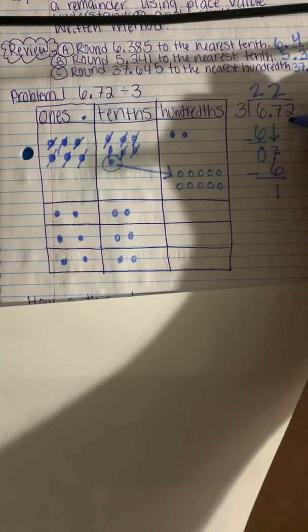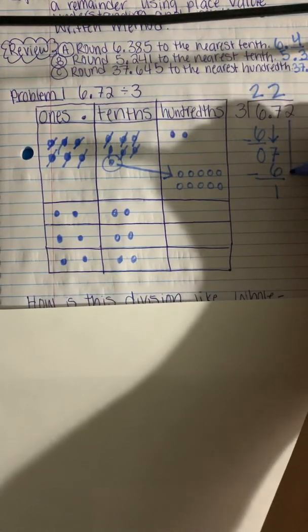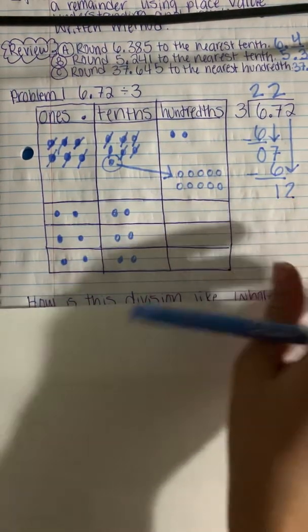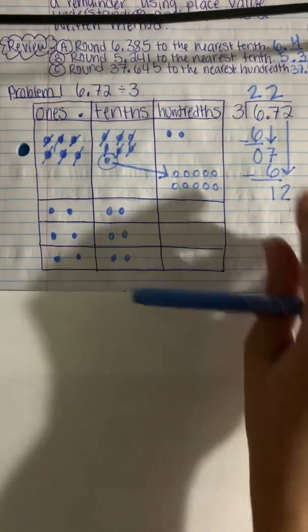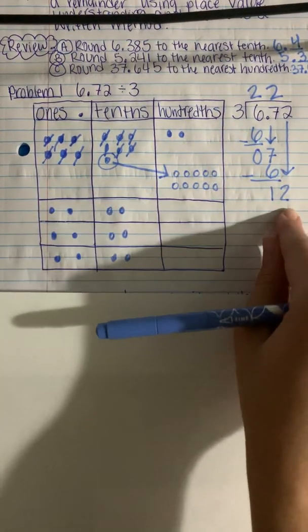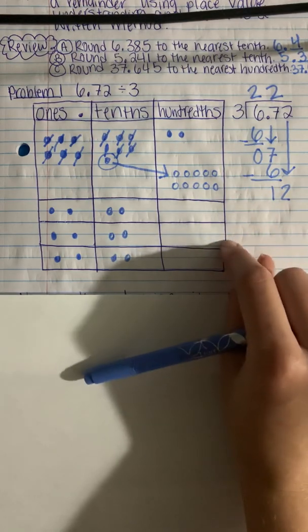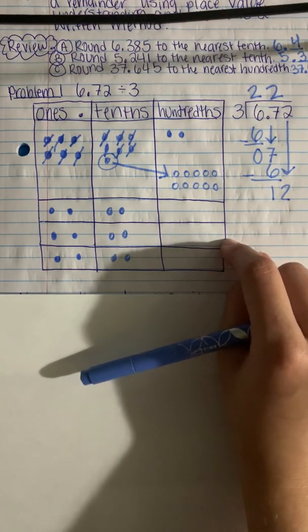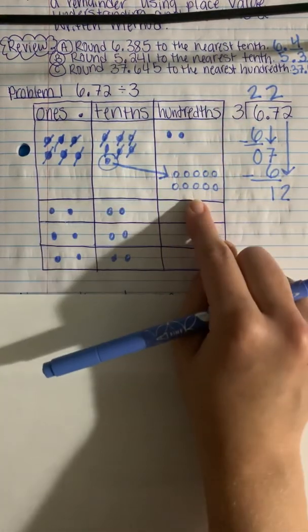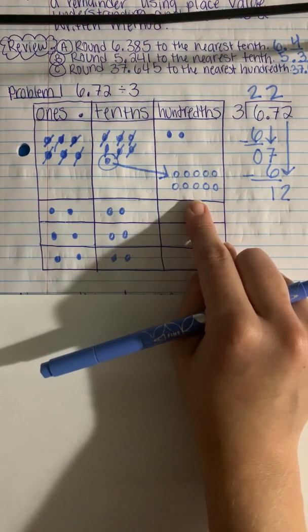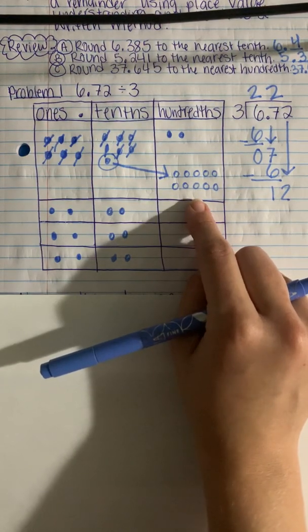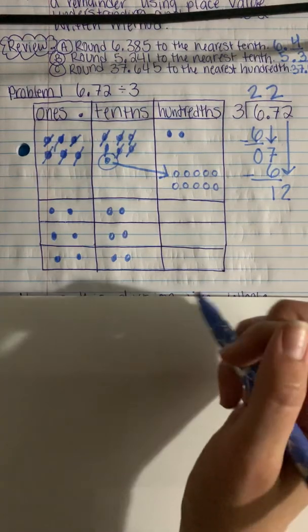And I'm going to show on my standard algorithm how now I have 12, and I'm dividing 3 into my 12, or taking my 12 and sharing equally with 3 groups. Can we share these 12 hundredths equally with 3 groups? Yeah, we can give 4 hundredths to each group, and you should know that because of your math facts.